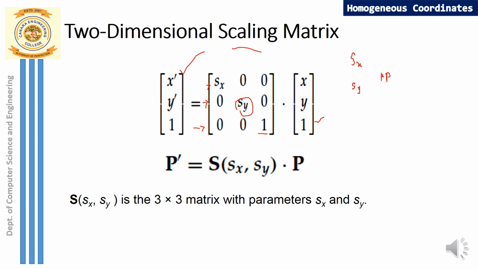So our final equation remains the same: P dash is equal to scaling matrix multiplied by original point. So this is also a 3 by 3 matrix. Now you can just compare all the three types of transformation had the same order of matrix or the same type of coordinate system, and hence you call this the homogeneous coordinate system.